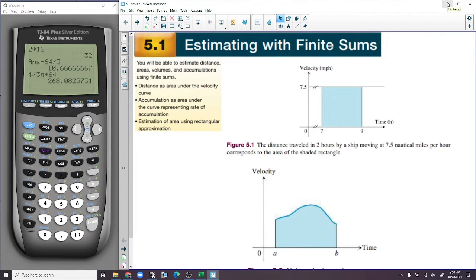This is section 5.1, estimating with finite sums. You'll be able to estimate distance, areas, volumes, and accumulations using finite sums. Well, let's say we had an object traveling 7.5 miles per hour the entire time.